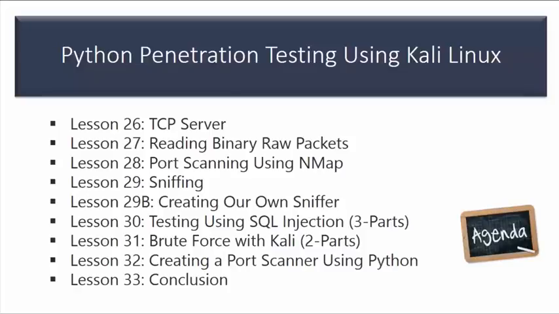Lesson 30 is all about SQL injection. So I'll demonstrate how to check for vulnerabilities in your backend database. And this lesson in fact has 3 parts, so there are 3 lectures to this concept of SQL injection, and we'll create a Python program to demonstrate how this works. Moving forward with lesson 31 is brute force with Kali. This is also a 2-part lecture. So I'll demonstrate how to write a Python program that is going to use the brute force and check for our passwords. Lesson 32 is creating a port scanner using Python.